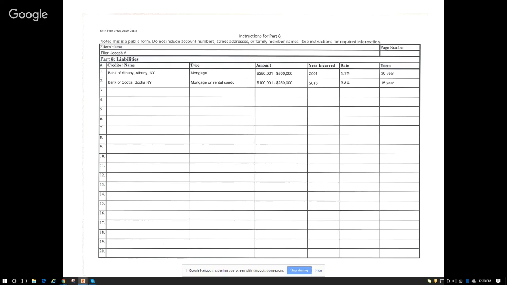So if you have a PAS filer, presumably since 2012, that filer has been reporting personal mortgages. If this just popped up, maybe it was a recent purchase. We don't know, but you probably want to track that down. Item 2, Bank of Scotia, mortgage on rental condo, the amount, the year, the rate, the term, that appears to be technically correct. However, if it's a rental condo, we would presume that any income would have been reported on Part 6.